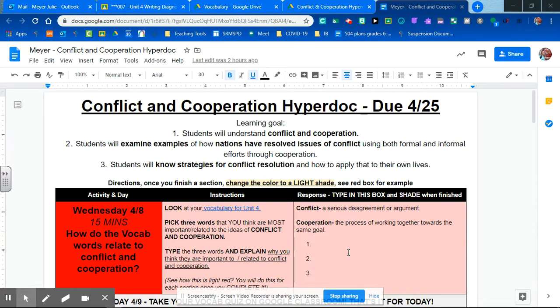There are three learning goals with this Hyperdoc. The first one is that you will understand conflict and cooperation. The second learning goal is that you will look at different examples of how nations have resolved issues of conflict in formal and informal efforts. And then the last thing you're going to know are strategies for conflict resolution, and I hope that you can apply them to your own lives.